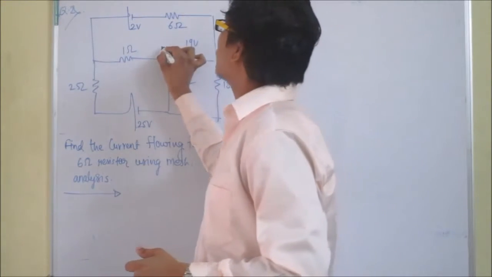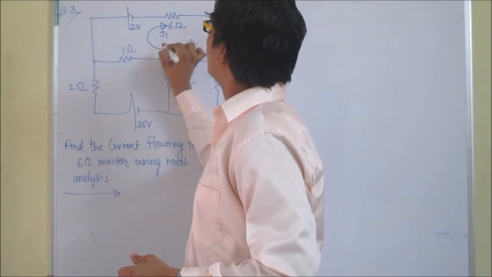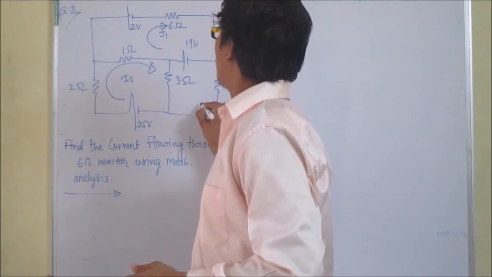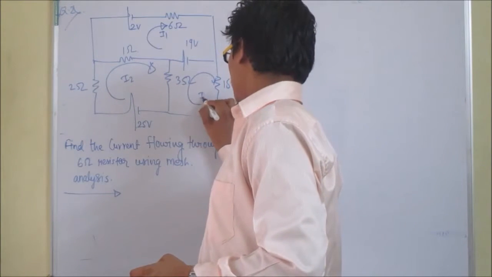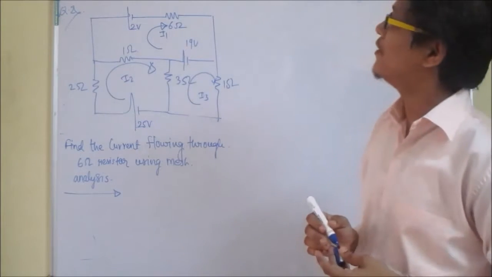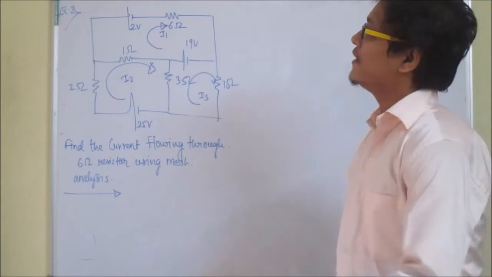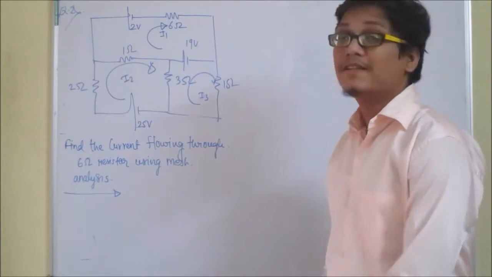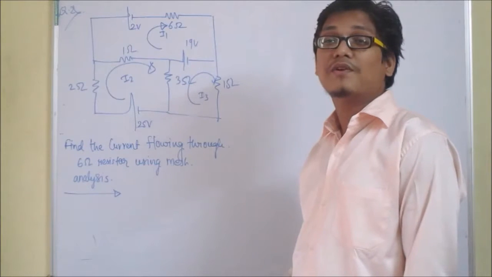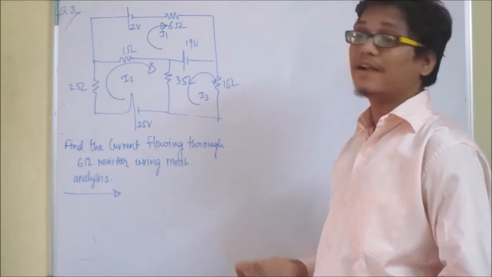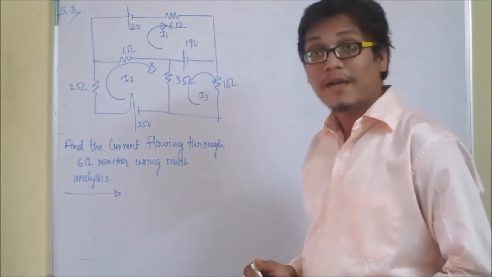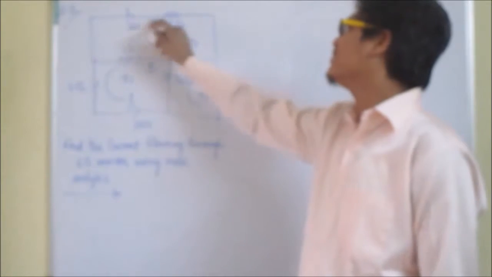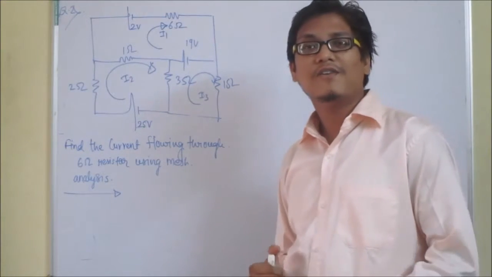I will assume current I1 is flowing in this loop, I2 is flowing in this loop, I3 is flowing in this loop. Now, applying KVL in each loop, we will get simultaneous equations related to I1, I2 and I3, and we will solve them using a calculator to get I1, I2 and I3. And then we will make I1 equal to the current through the 6 ohm resistor, as I1 is going through the 6 ohm resistor. The value of I1 is our answer.